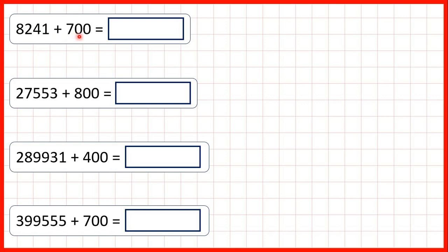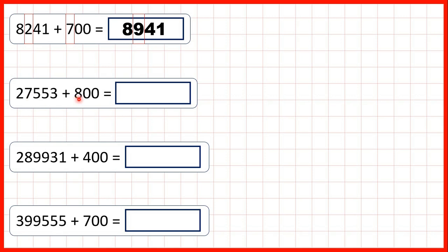8,241 plus 700. If we highlight the hundreds digits in our question, we start with 2 hundreds and we're adding 7 hundreds. So we'll have 9 hundreds in our answer, and all of our other digits will stay the same. So that's 8,941.